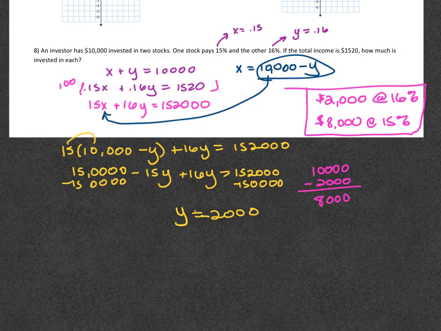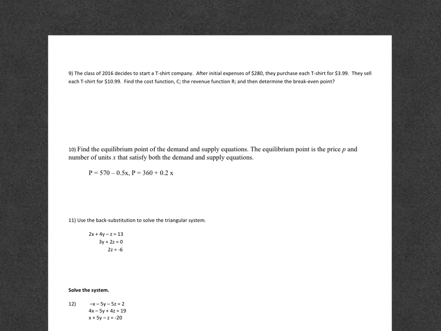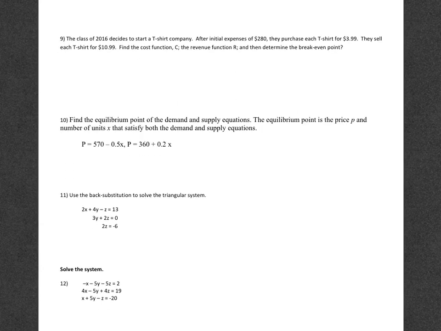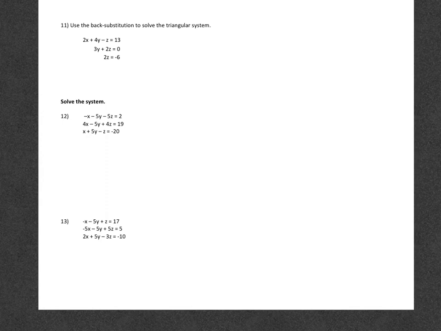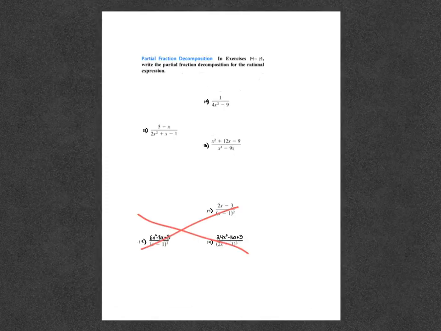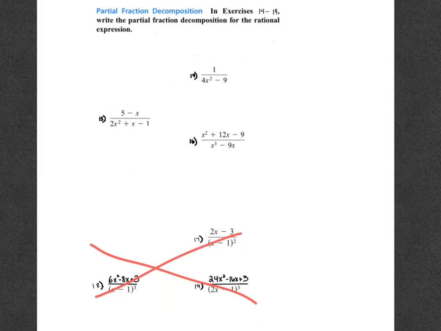There's the sales one. There's your equilibrium. Back substitution. Systems of equations 3 variables review. And the partial fraction decomposition. In the instructions I wrote, you can stop at 16, go through 16, because 17, 18, 19 are your repeated factors that we're not going to do.